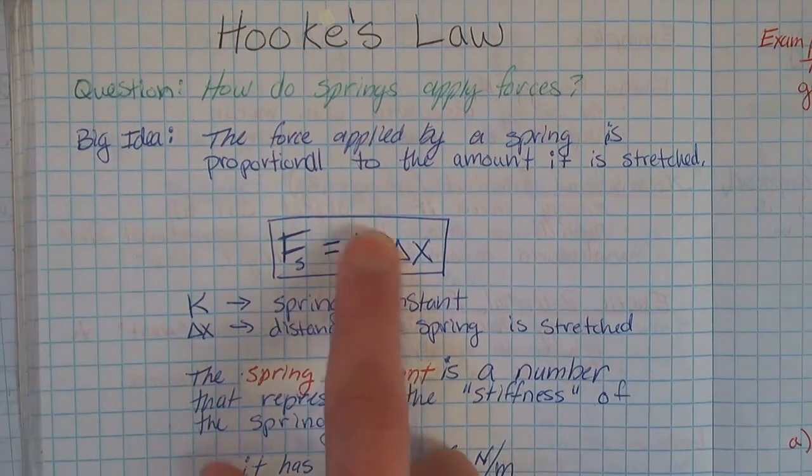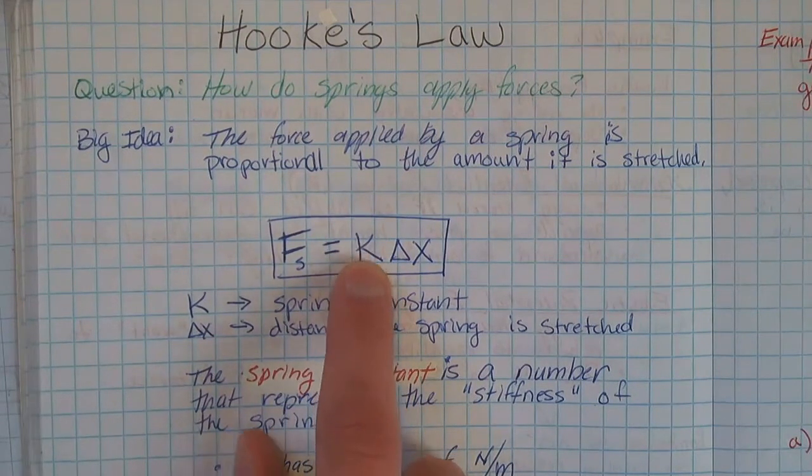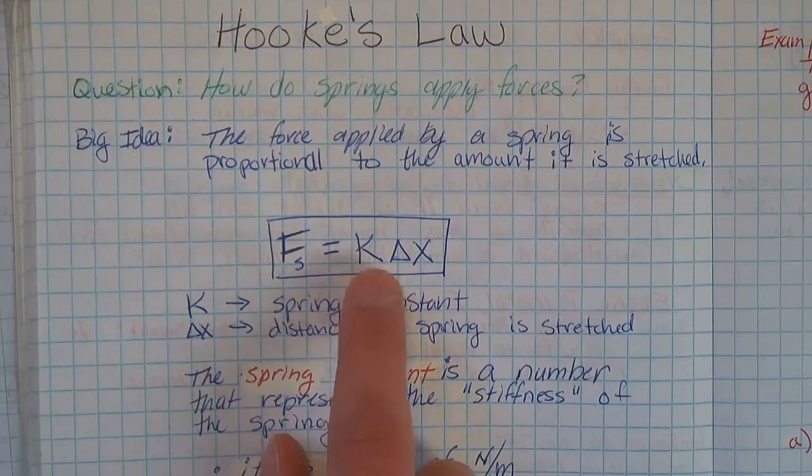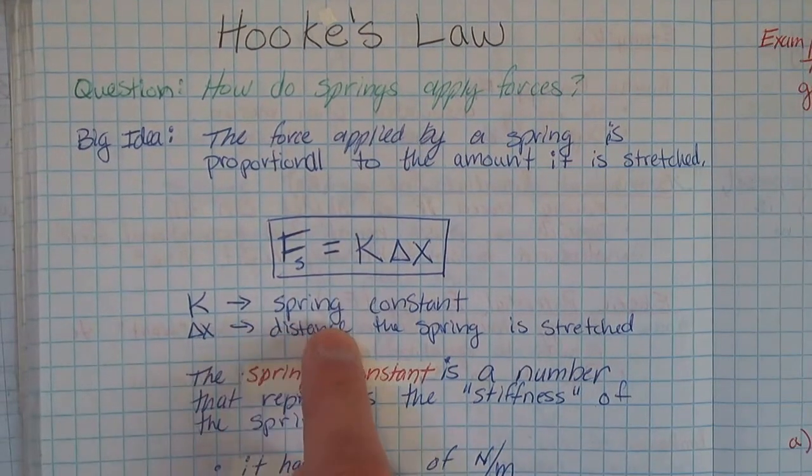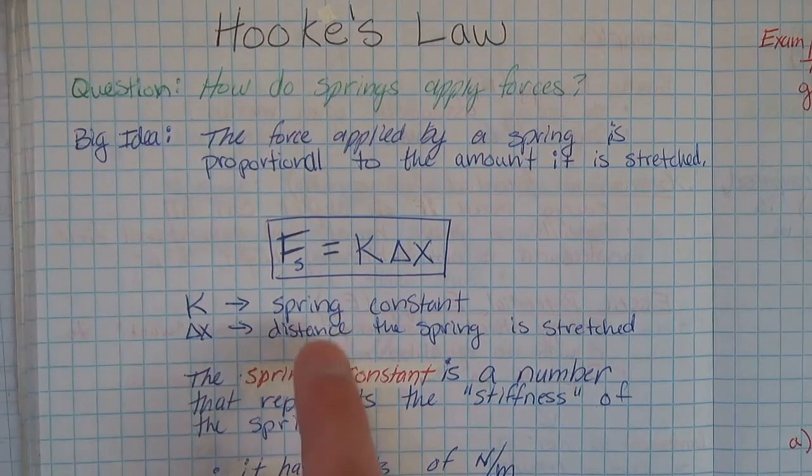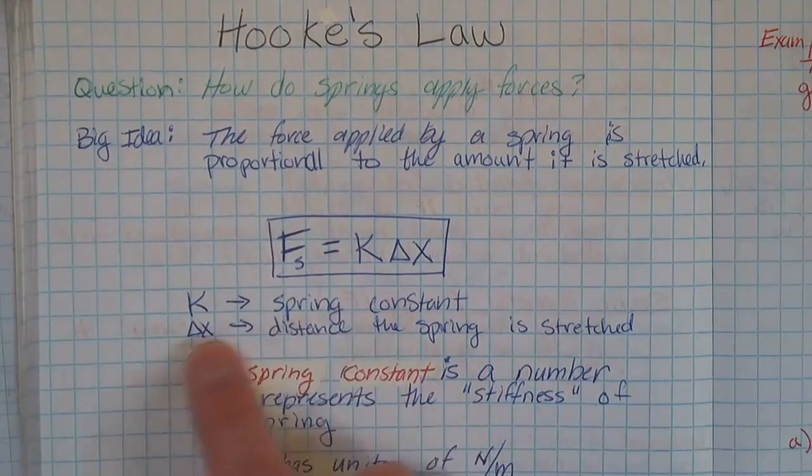If we look here, based on the right from the lab, we've changed what our number was, what our slope was. We've put a k in there instead, and that's called the spring constant. And that basically just describes the stiffness of the spring. More on that in a second.